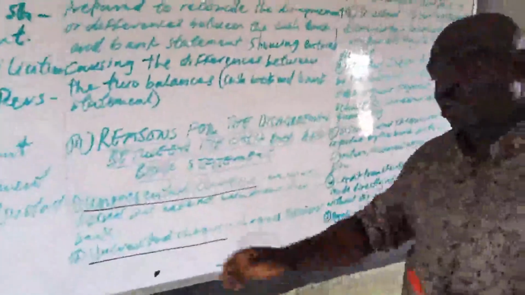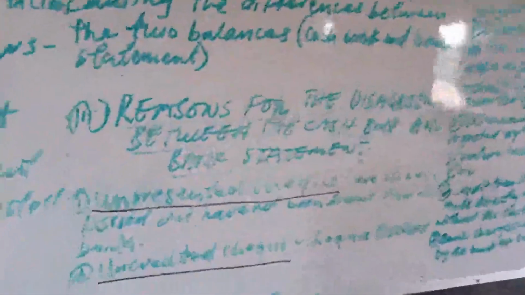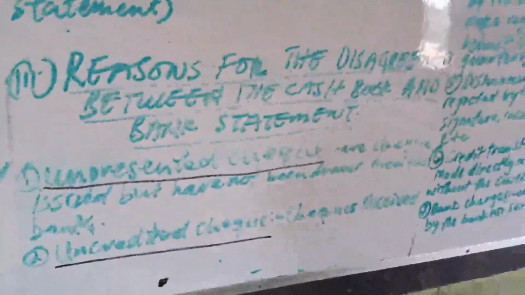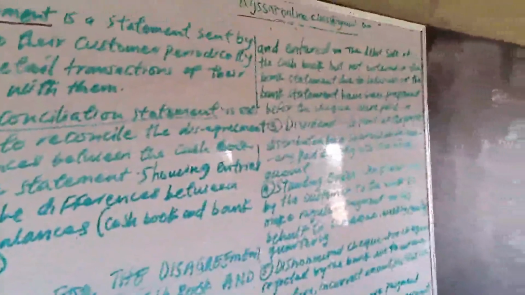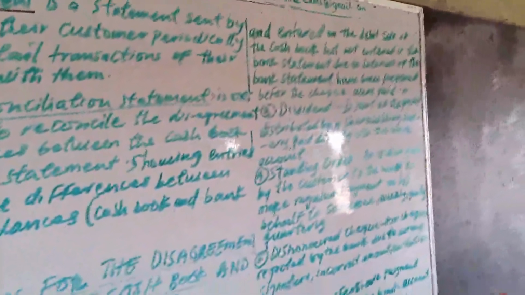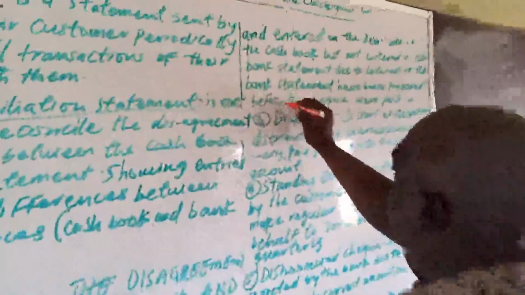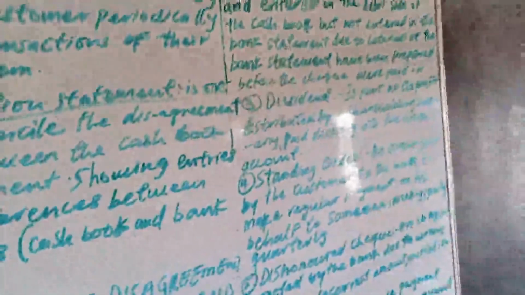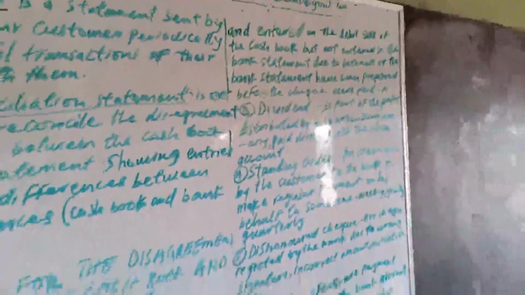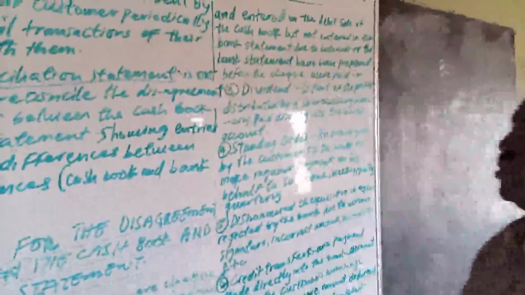The second one is the uncredited check. Uncredited checks are checks received and entered on the debit side of the cash book but have not been entered in the bank statement due to lateness, or the bank statement had been prepared before the check was paid in. That is, the check has not been credited in the bank account. That is why they call it uncredited check.